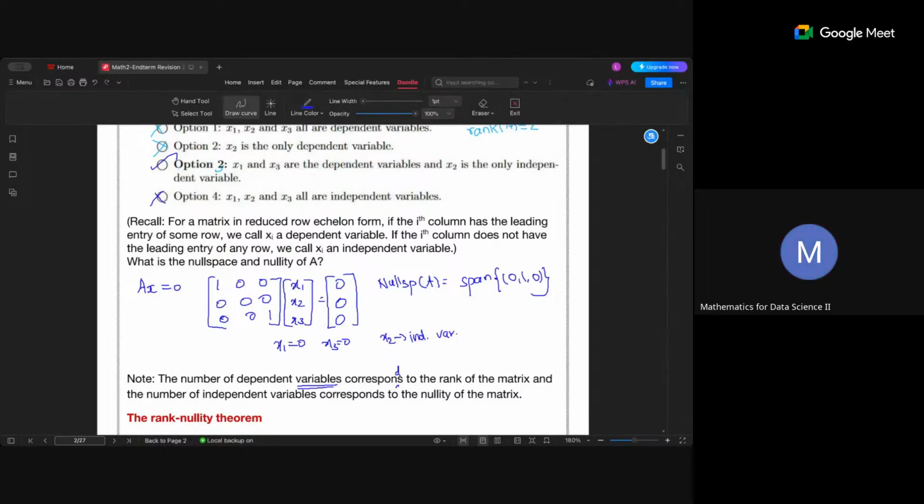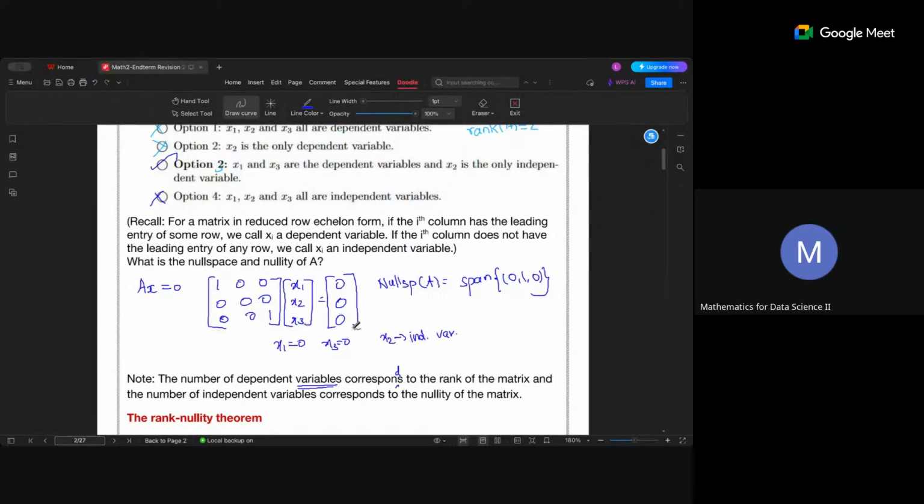Yes, so it depends. If there are more, please mute yourself. If there are more independent variables, then you will get more vectors accordingly. Here only one independent variable is there, so only one vector is here.